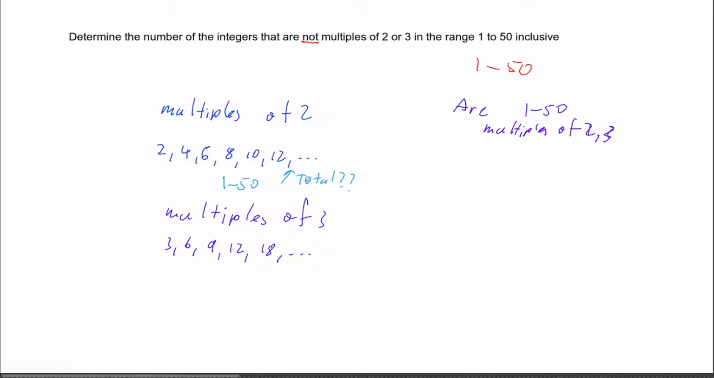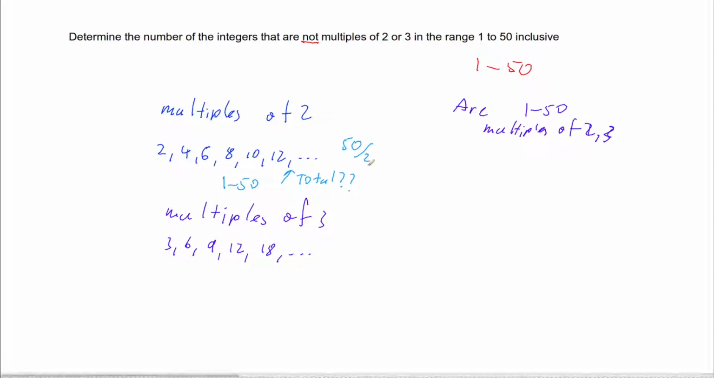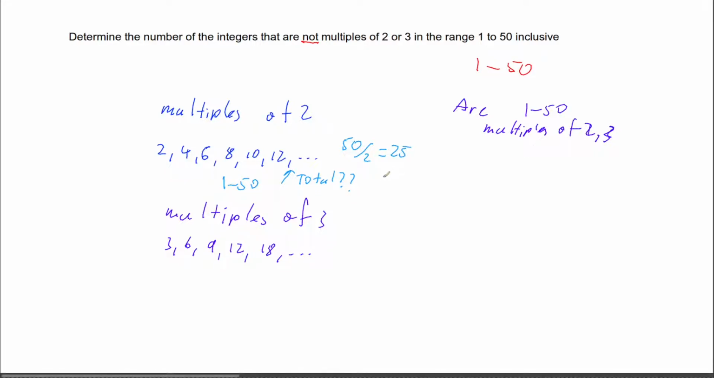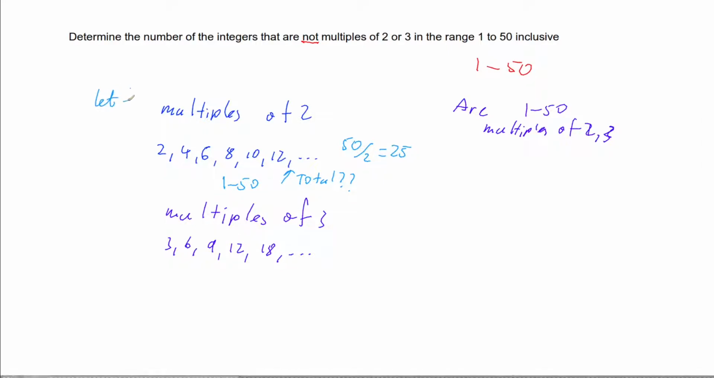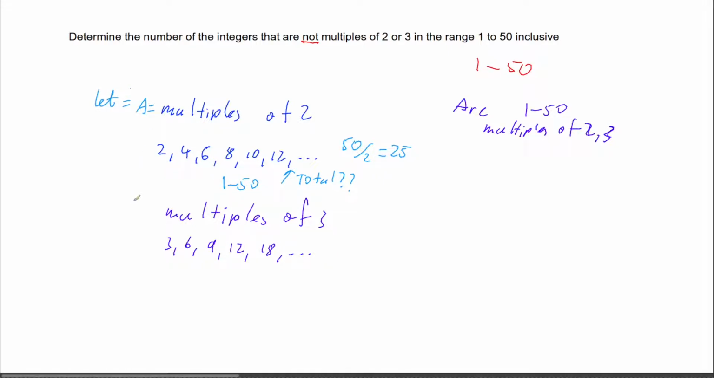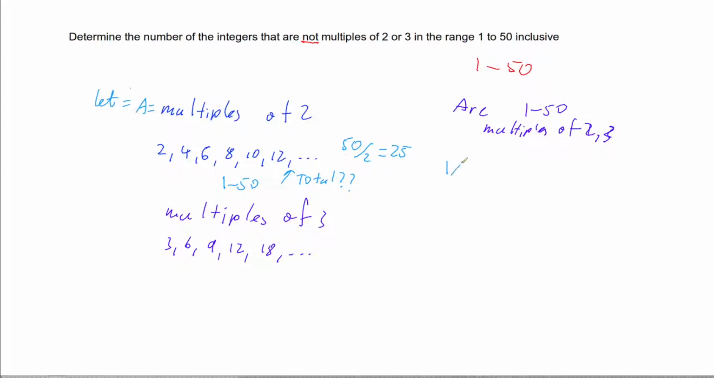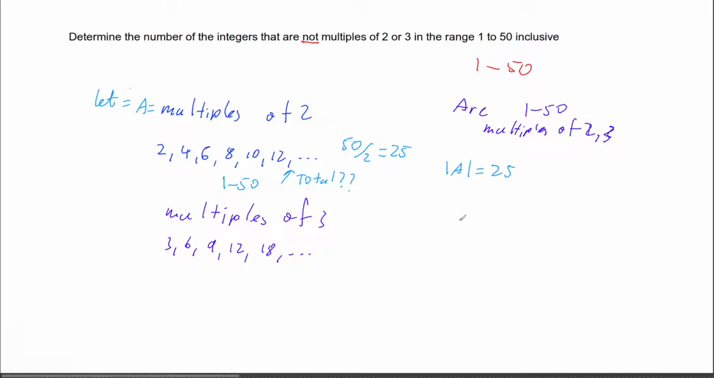Well, the easiest way to do this is to take our biggest number, 50, and divide it by our multiple. And we're going to get an answer of 25, because counting up every second number to 50, we're going to get 25 numbers in there. So if we let this be set A, the number of items in A is going to be 25.